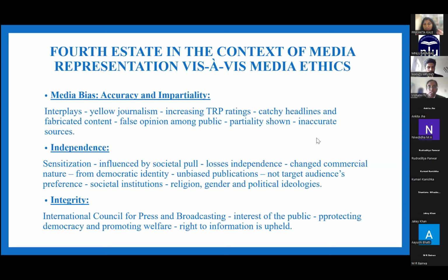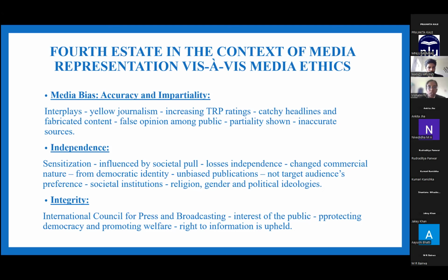So I was talking about how media bias interacts with accuracy and impartiality. So how increasing of ratings in media has actually impacted the accuracy and impartiality in the news delivered by the media. Another media ethics principle is independence, which the media has to have in hand. Due to the process of sensationalizing a case, the influence of societal pull often leads the media to lose its independence. This is due to the changed commercial nature of the industry from its true democratic identity.